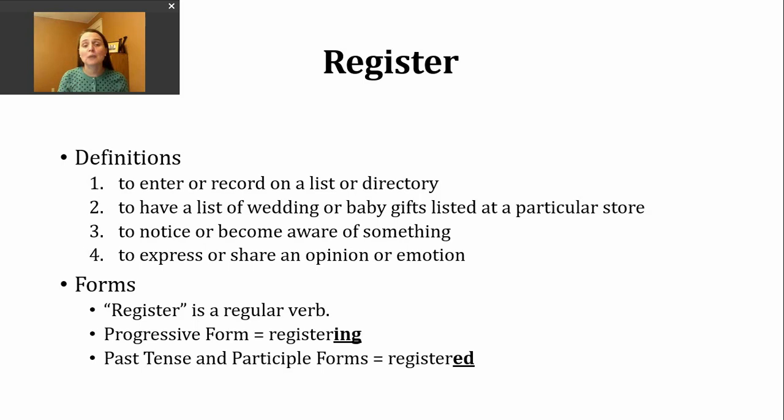Register is a regular verb. To make the progressive tense, all we need to do is add ing to form registering. The past tense and participle forms of this verb are made by adding ed. And since this verb ends in a voiced sound, the ed is going to make a d sound. Registered. Registered.